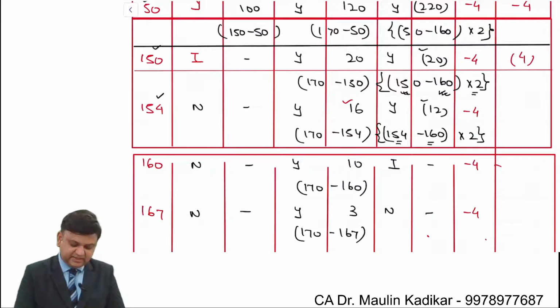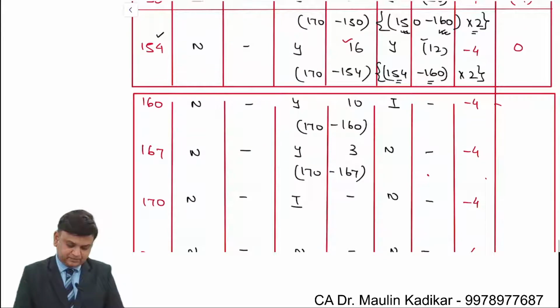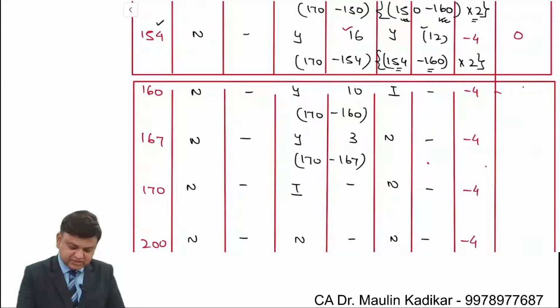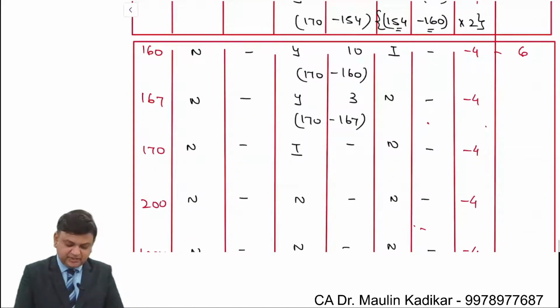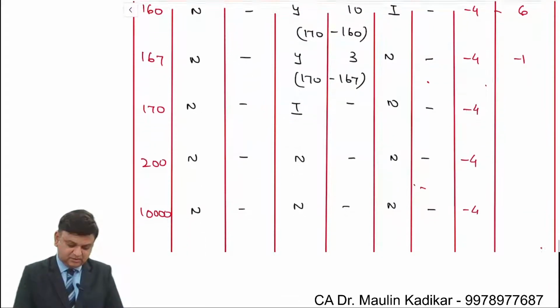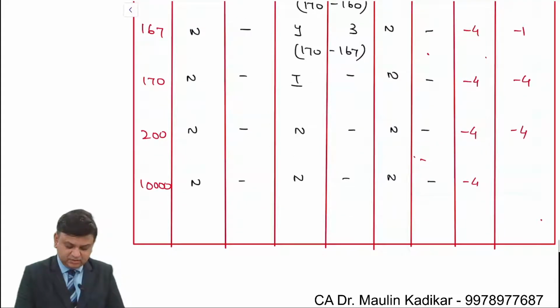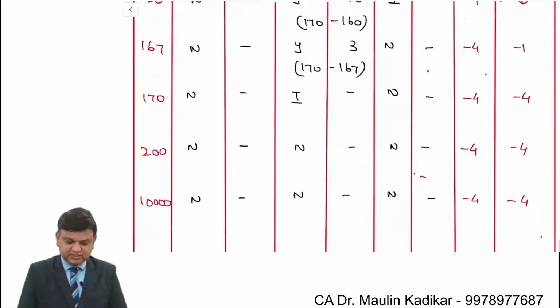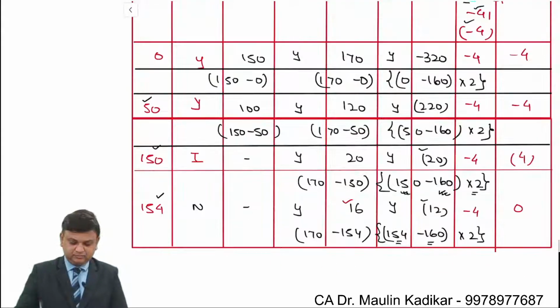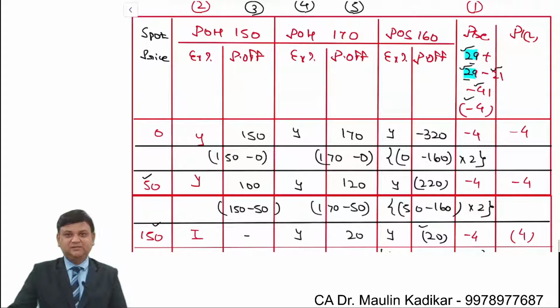Then it is 16 minus 12, 4 minus 4 is 0. Then 10 minus 4 is 6. 3 minus 4 is negative 1. Then it is negative 4. Again negative 4. Again negative 4. That is what we understand. Please write an answer.